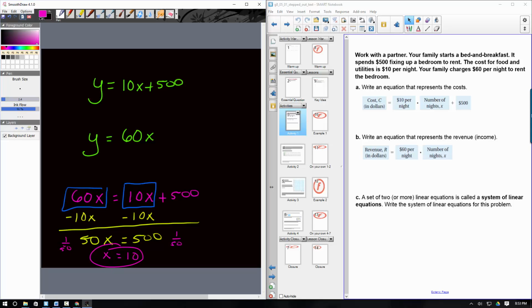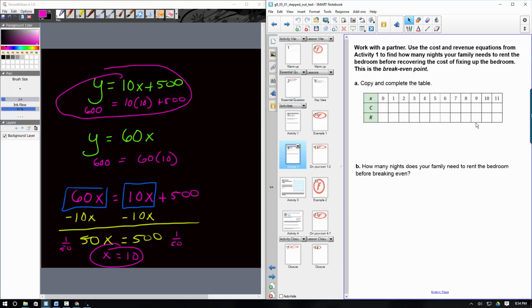I plug in, so I have 10. Well, if I plug this in, 60, let's just write this out, 60 times 10 equals 600. And if I do it up here, 10 times 10 plus 500, this of course is 100 plus 500 equals 600. So at 10, these are equal to each other. So basically, if this is my cost, and this is my revenue, this is where I make money, I don't make any money until I get to 10 nights. So for the first 10 nights, I'm just recouping this cost. But anything over 10 nights, I'm going to start making a profit. And that's what this whole thing is about.